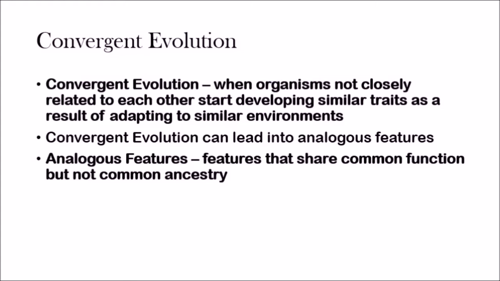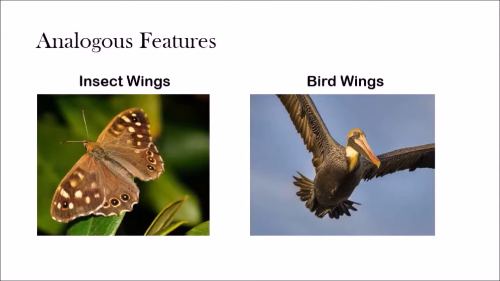Homologous structures share common ancestry, but not necessarily the common function. Analogous features are exactly the opposite: common function, but not common ancestry. Let me give you an example of that. If you look at insect wings and bird wings, insects and birds are not closely related at all. However, because of similar environments, insects and birds have developed wings. So that would be an example of analogous features which have been formed through convergent evolution.